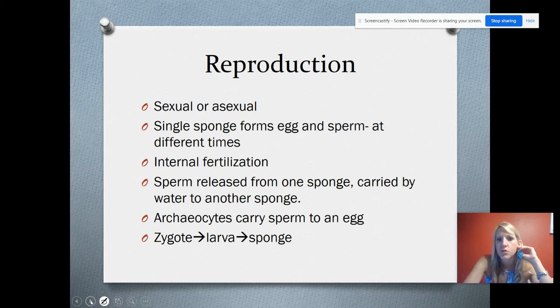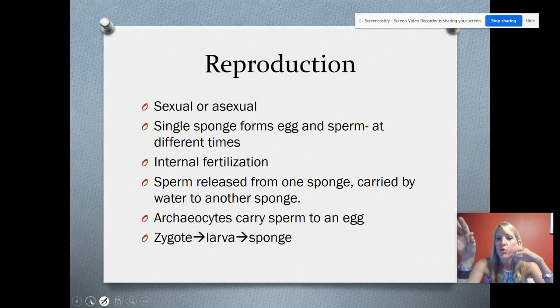The reproduction is sexual or asexual. They can make buds. So if I was a sponge and this is the side of my sponge, I could turn this into a bud. And then it can float off into the ocean and land somewhere else and turn into another sponge that has all the same DNA that I would have.